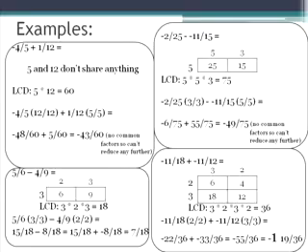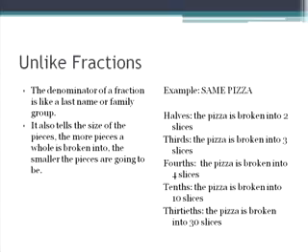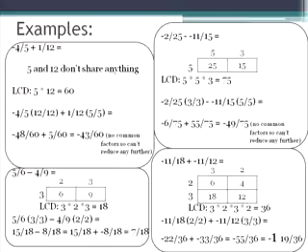In the first example, you have negative 4/5 plus 1/12. 5 and 12, which are our denominators, do not share anything in common. So my LCD is 5 times 12, which is 60. Negative 4/5 must be multiplied by 12 over 12, and 1/12 must be multiplied by 5 over 5. Negative 4/5 times 12 over 12 is negative 48 over 60. And 1/12 multiplied by 5/5 is 5 over 60.